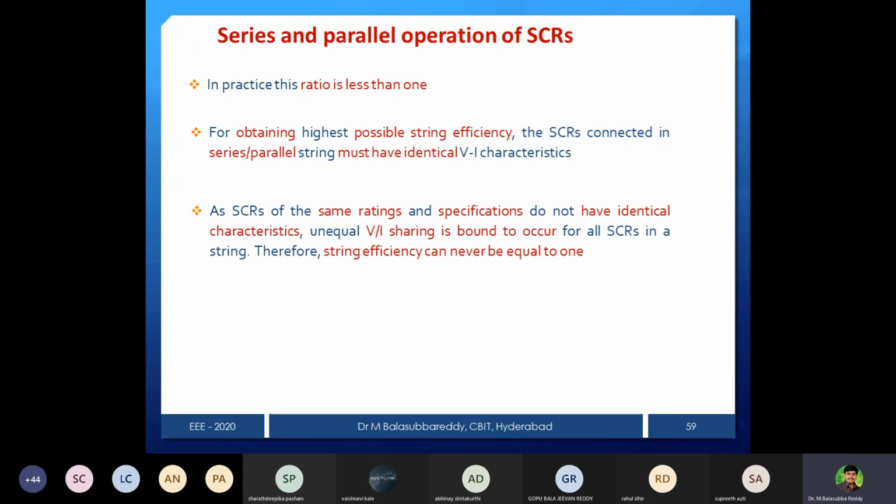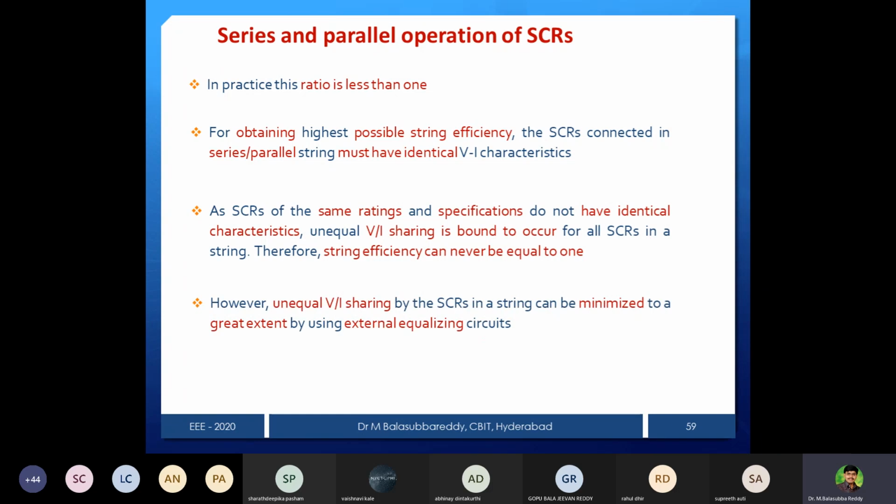Therefore, string efficiency may never be equal to 1. However, unequal VI sharing by the SCRs in a string can be minimized to a great extent by an external equalizing circuit. The problem is identified: one SCR may share a higher voltage while another shares less, or current wise, one SCR will draw more current than the other SCR.